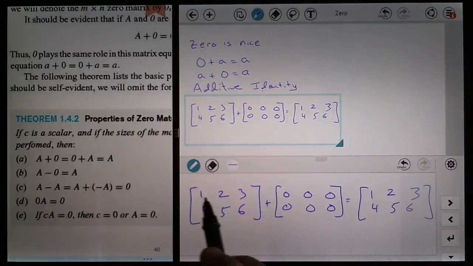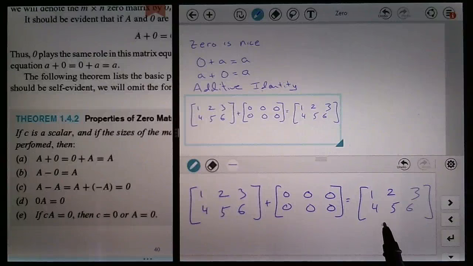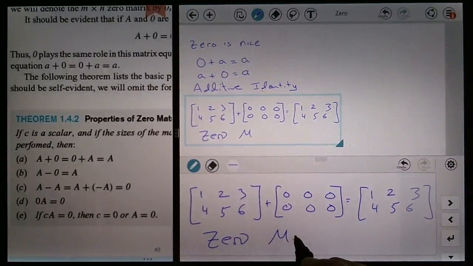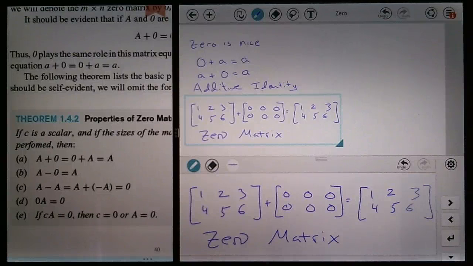And in fact, any 2 by 3 matrix plus 0 will be that matrix you started with back again. So we call this a 0 matrix. And for every size of matrix, any number of rows and columns, just fill it all in with zeros, you have a 0 matrix for that size of matrix. Okay. Now, there's various properties that these 0 matrices have.